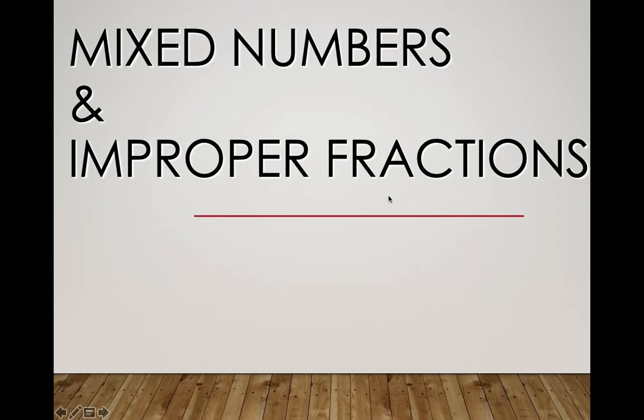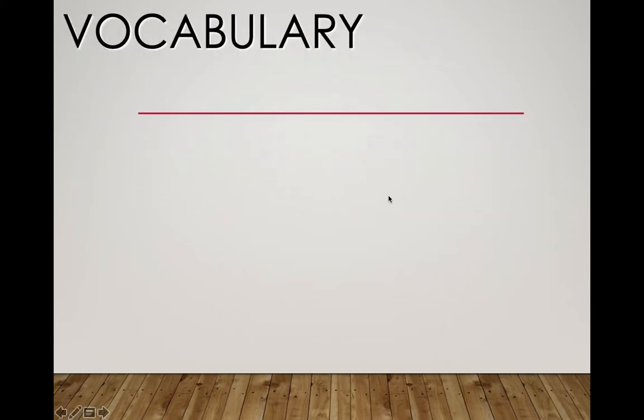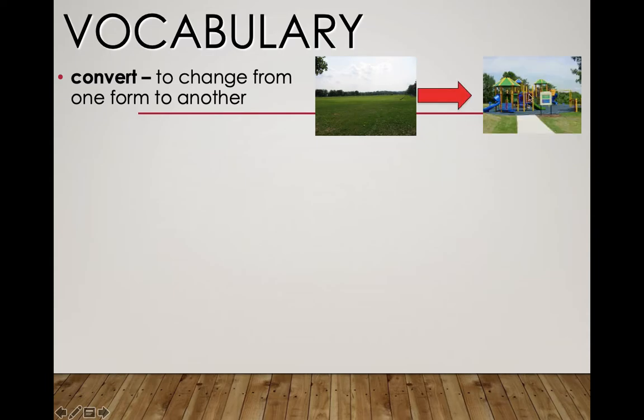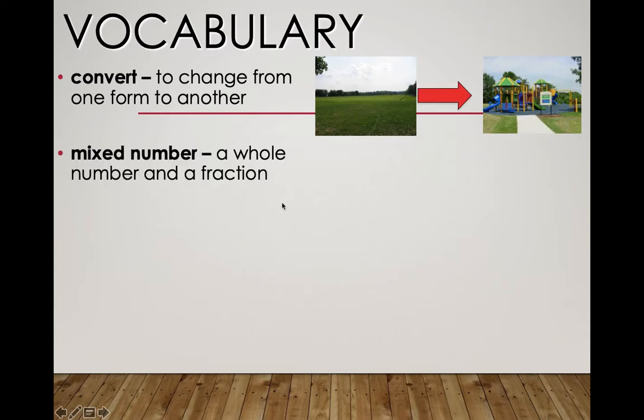Okay, so let's look at mixed numbers and improper fractions now. First, we got to define a few things. First, the word convert. To convert means you change from one form to another. So I could convert this piece of land into a park. It was converted. Okay, a mixed number is a whole number and a fraction. And I do want these words in your notes. Mixed number, whole number, and a fraction. Good idea to draw an example.